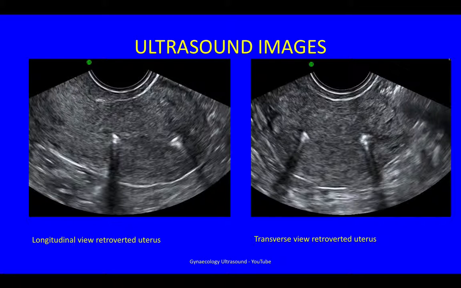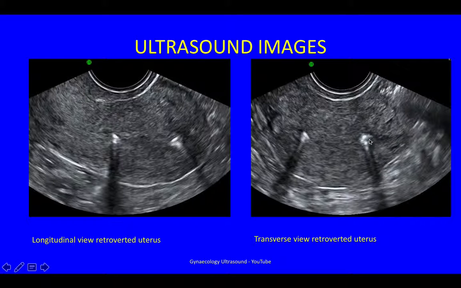These two views are of the uterus. The image on the left is a longitudinal view of a retroverted uterus. So the fundus of the uterus is here. This is the posterior wall, cervical edge and anterior wall. This is a transverse view of the retroverted uterus with the right side here and the left side here.